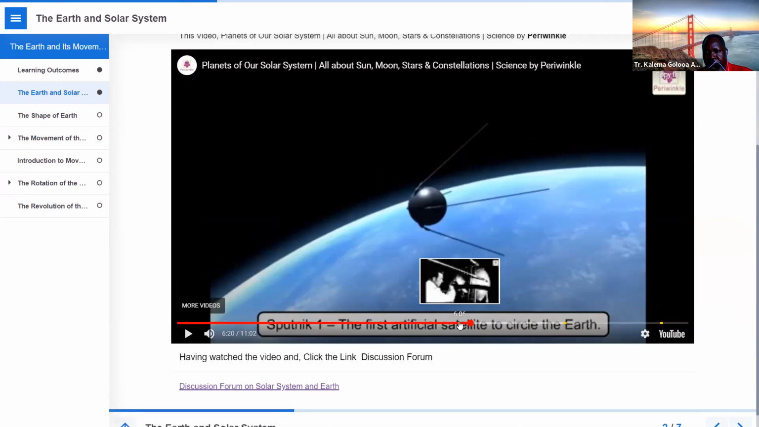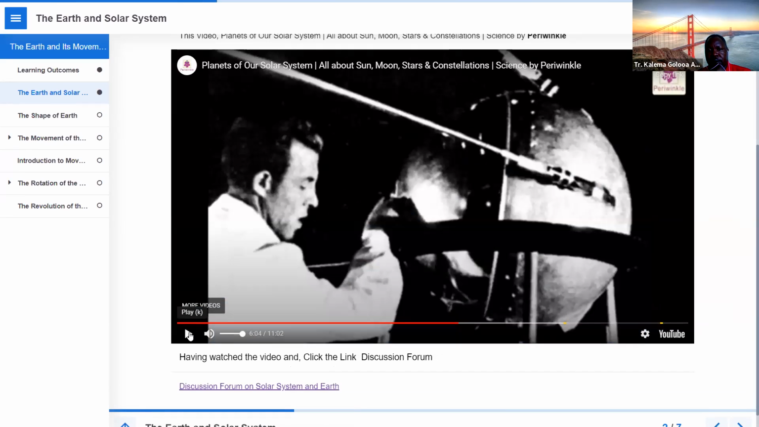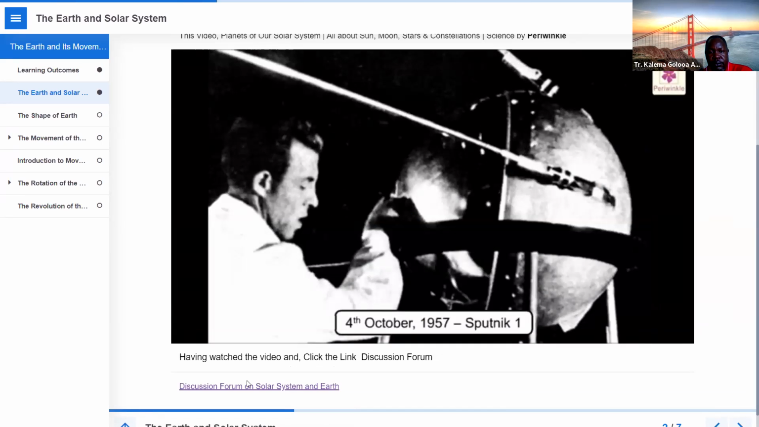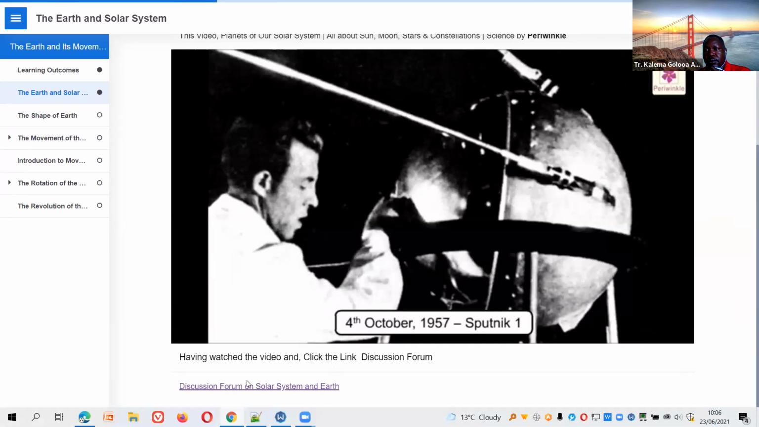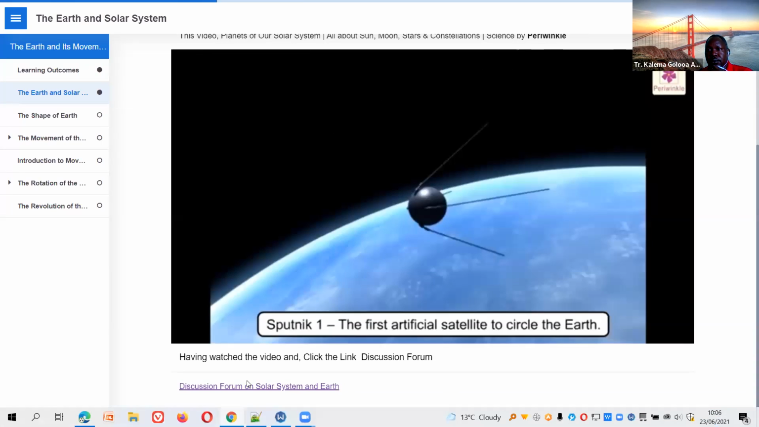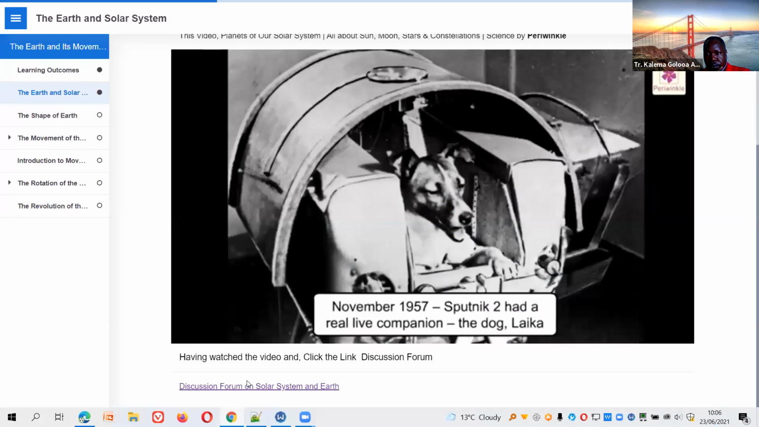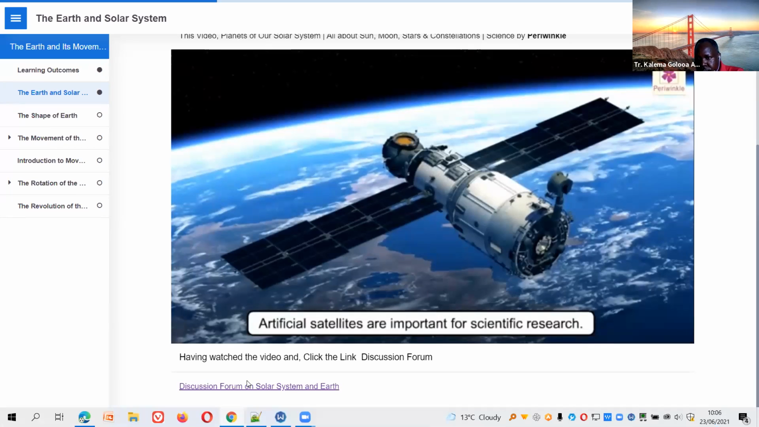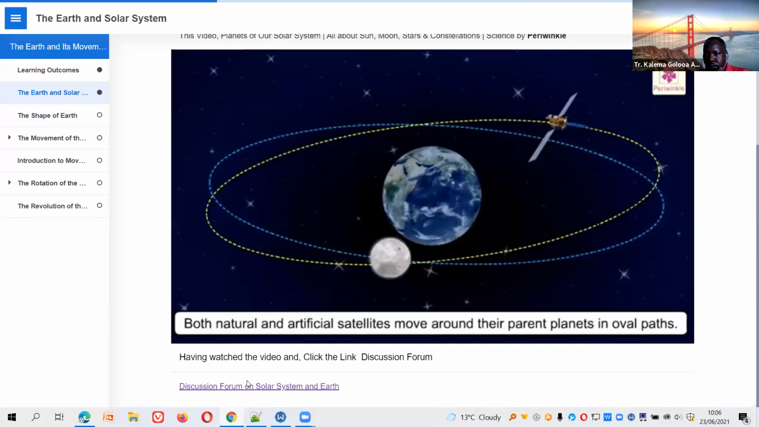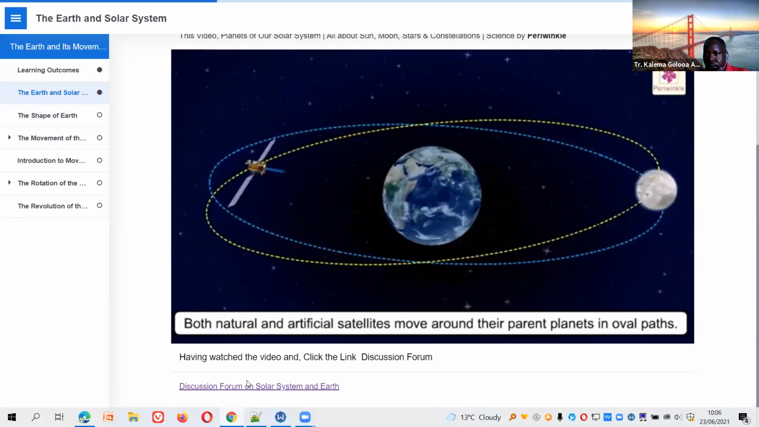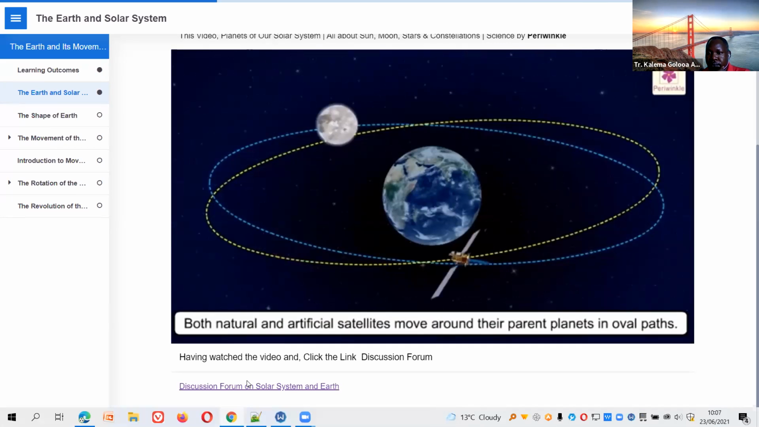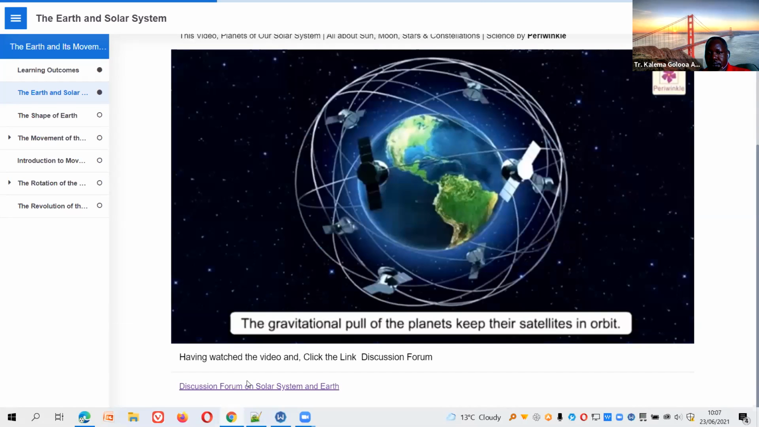I'm rewinding for just a minute before, and then we proceed. Man's conquest of space began on 4th October 1957 when USSR launched Sputnik 1, the first artificial satellite to circle the Earth. It was about the size of a large beach ball. In November 1957, Sputnik 2 had a real live companion, the dog Laika. Artificial satellites are important for scientific research. Both natural and artificial satellites move around their parent planets in oval paths. The gravitational pull of the planets keeps their satellites in orbit.